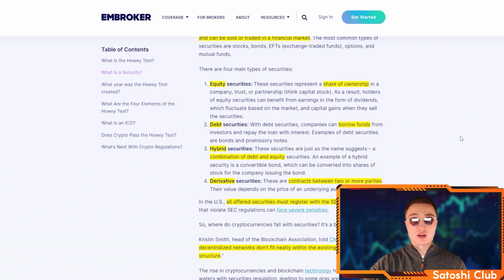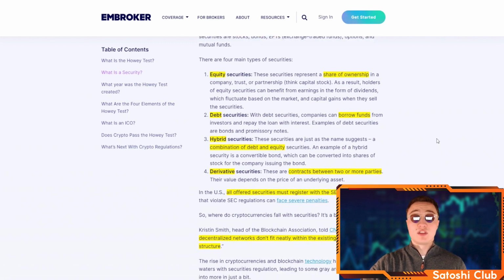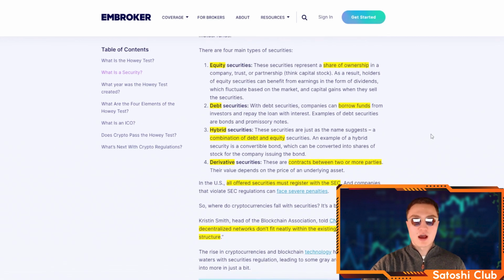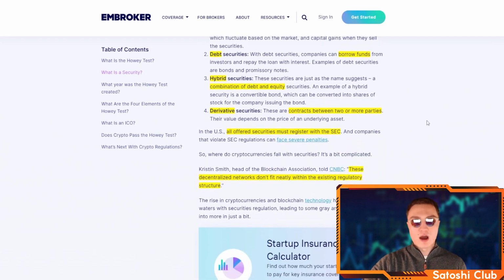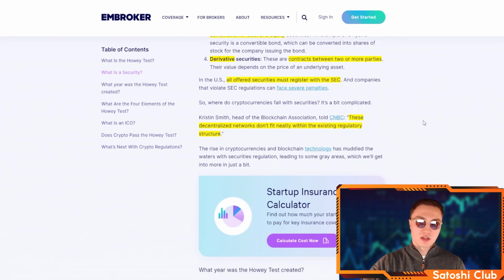Now, hybrid securities are what the name actually suggests. It's basically a combination of debt and equity securities, and you have derivative securities, which are contracts between two or more parties. Now, the value of these derivatives depends on the price of an underlying asset, which is being tracked by everyone. Now, in the US, all offered securities must register with the SEC, right?